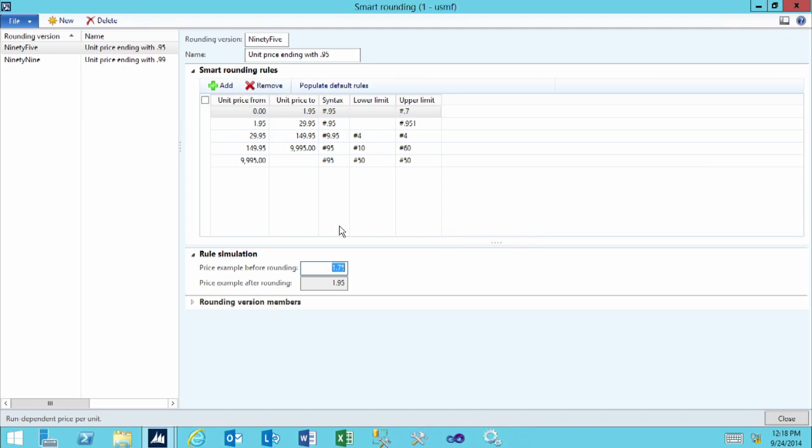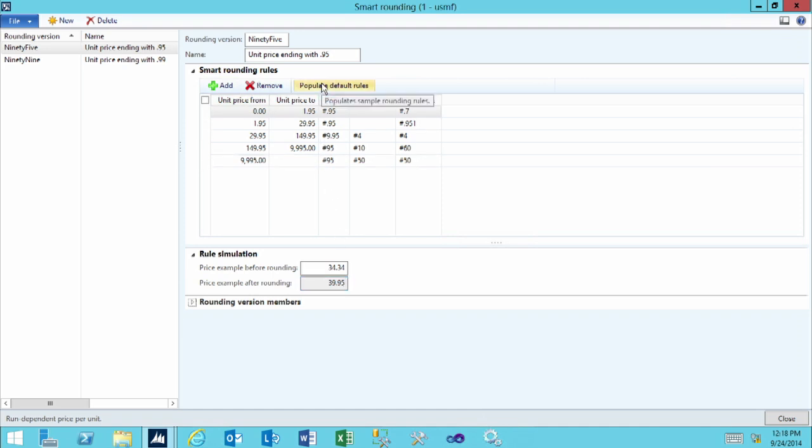So I'll make an example of 34.54. You can see this has been rounded up to $39.95. If we make another example of 34.34 and press tab, you'll notice that it's still being rounded up to $39.95.